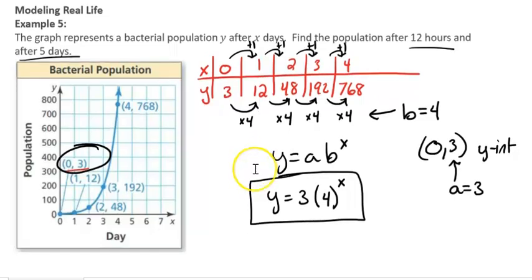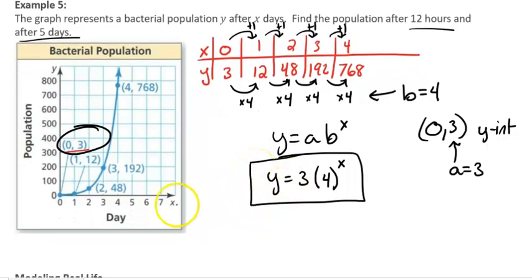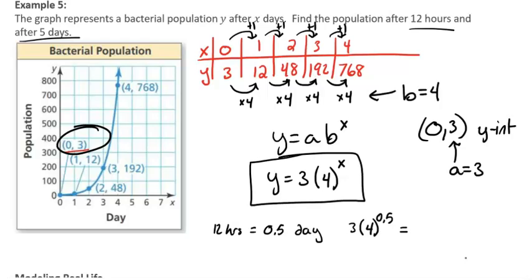Now it wants to know what the population will be after 12 hours and after 5 days. Keep in mind, if you look at the x-axis, it shows that x is in days. So 12 hours equals half a day. So if we want to know what it will be, we plug in 0.5 for x. We do that in a calculator: 3 times 4 to the 0.5.